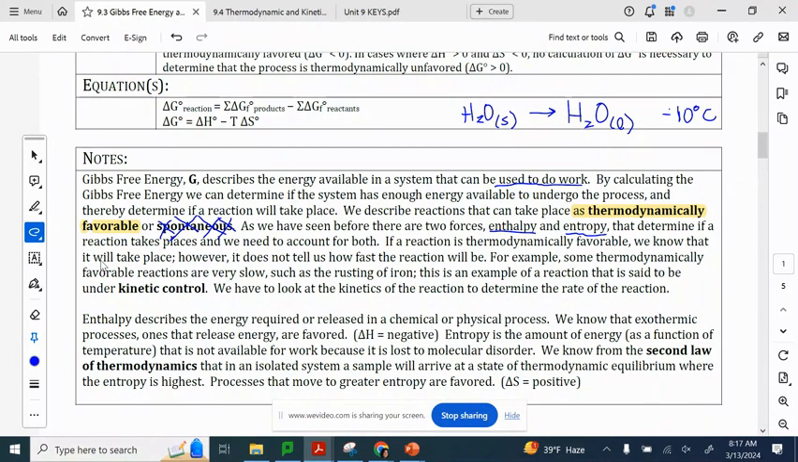Okay. So they're trying to see if that reaction will happen, and you have to account for both of those. So if a reaction is thermodynamically favorable, we know that it will take place. However, it doesn't tell us how fast it's going to happen. For example, like I said, some thermodynamically favorable reactions are very slow, like the rust of iron. This is an example of a reaction that is said to be under kinetic control. So we have to look at the kinetics of it.